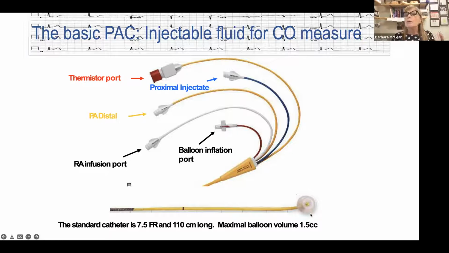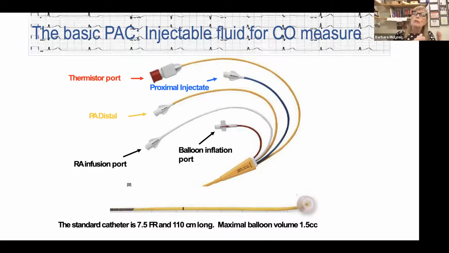And the maximal volume is 1.5 cc's of air. You can't inflate it more than that. You have a specialized syringe that comes with your setup. You could actually go get a 10 cc syringe and attach it, but then you'd rupture the balloon and you'd kill the patient because you'd give them a massive air emboli.